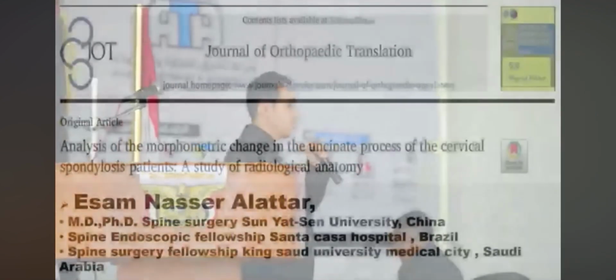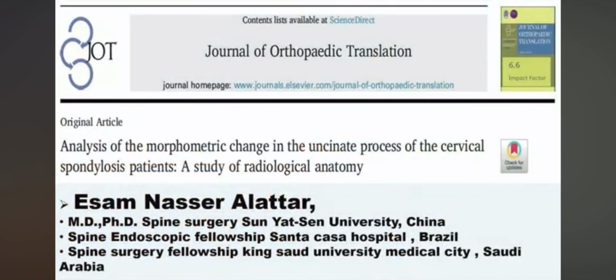We published a paper 2 years ago in the Journal of Orthopedic Translation. The impact factor is 6.6, which is a good journal in the orthopedic field. The topic was the analysis of morphometric change in the uncinate process of cervical spondylosis patients. It was a study of radiological anatomy.